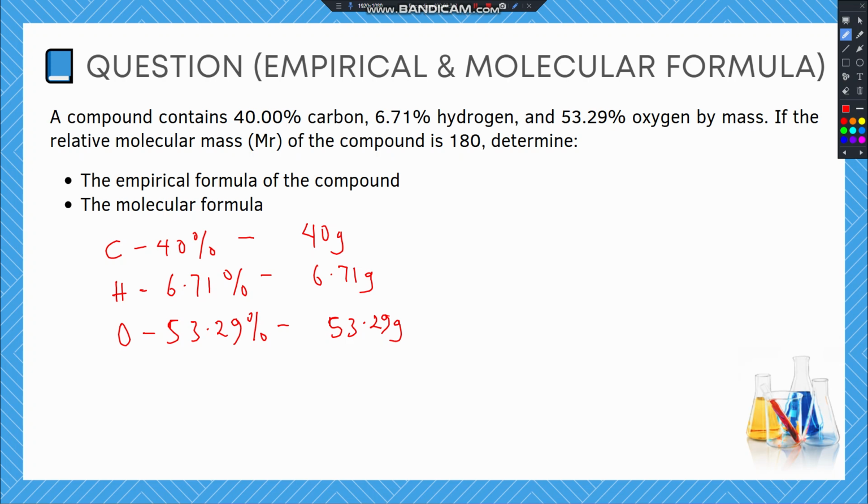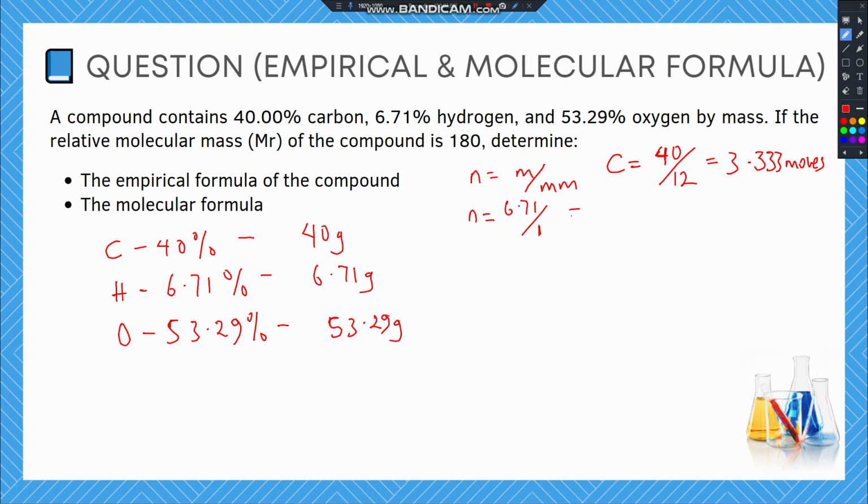Next step says to convert them into number of moles. How do you do that? You divide by the molar mass. So number of moles is equal to mass divided by molar mass. For carbon, we have 40 divided by the molar mass of carbon is equal to 12. The relative atomic mass or molar mass of carbon is 12. So we have 40 divided by 12, which gives us 3.333 moles.